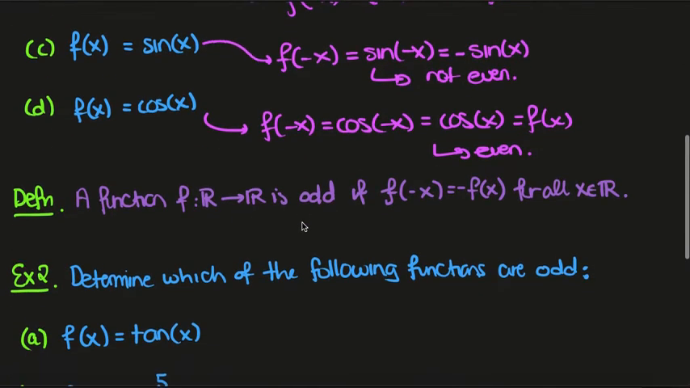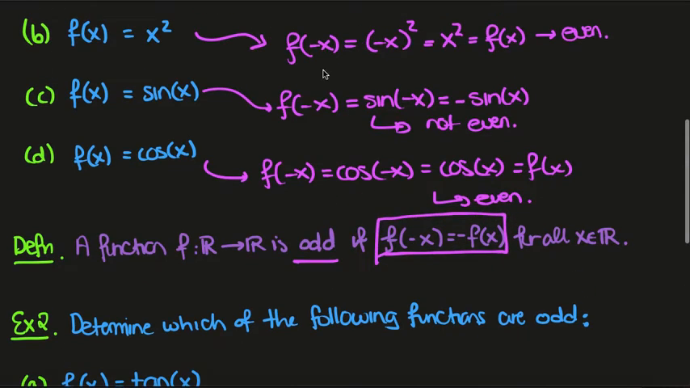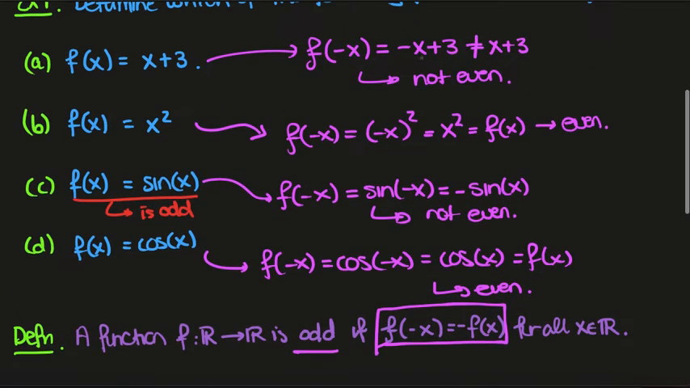Okay. So a function f is said to be odd if f of minus x is minus of f of x. So in particular, notice here that f of minus x was minus sine of x. So in particular, sine x is odd. This function here was not even, but it's also not its negative. The negative of x plus 3 would be minus x minus 3. So this function is neither even nor odd.